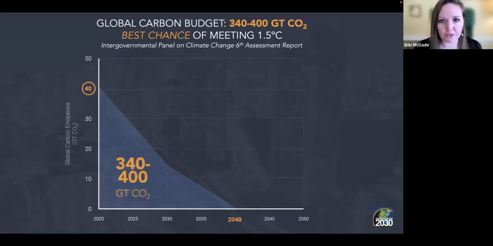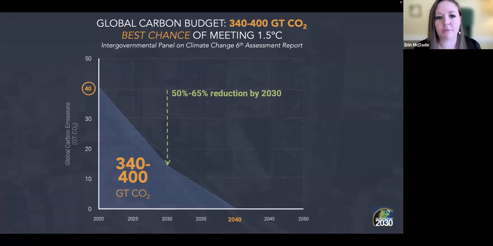Unfortunately, we would hope it had gone down, but it hasn't really. In order to stay within the 340 to 400 gigatons that the IPCC says we need to stay under to have our best chance of meeting 1.5 degrees C, we really need a global reduction in all emissions. And I want to be clear here, we're talking about all global emissions in this context, not just building sector emissions, but these targets apply to the building sector as well. We need a 50 to 65% reduction in global emissions by 2030, and then zero emissions by 2040. If we do this, this keeps us right on line with that 1.5 degrees C target. It is our best chance of meeting 1.5 degrees C.